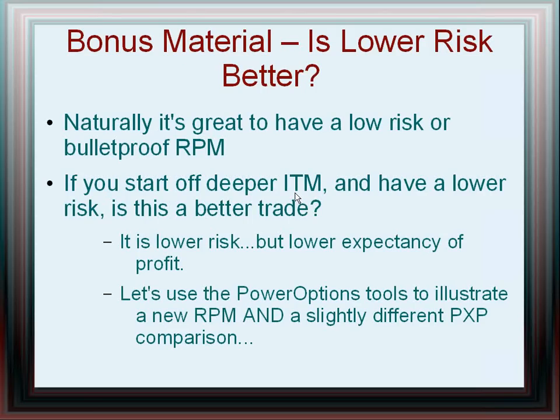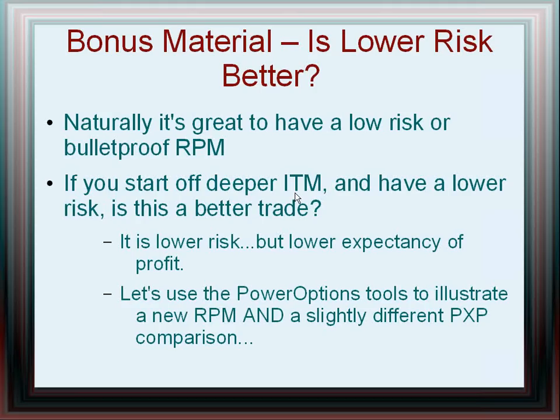All right, last little segment. I want to do this in 5 or 10 minutes. This is actually going back a step to the original RPM setup, not talking about income methods, not talking about commissions. Is lower risk better? Well, yes and no. There is such a thing as too little risk when you first open your married put position, the first part of the radioactive profit machine, that initial setup. If you start off deeper in the money, you might put this too deep in the money and have a lower risk. Is it a better trade? Well, it is lower risk, but you're also going to have a lower expectancy of profit.